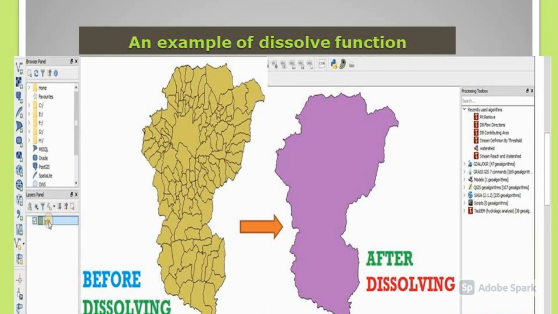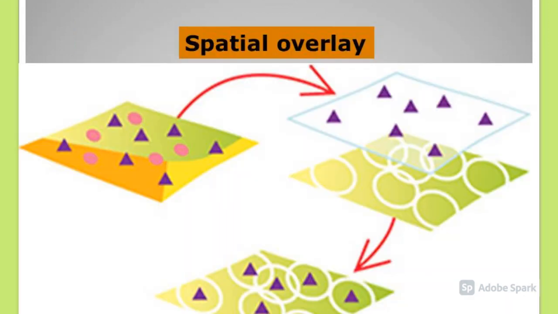In this figure, the numbering is done based on the west and east side of the Mississippi River. The west side is assigned number 1 and the east side is assigned number 2. Then the dissolve function is applied. The resultant map will have only two polygons, which are named the west and east side of the river.